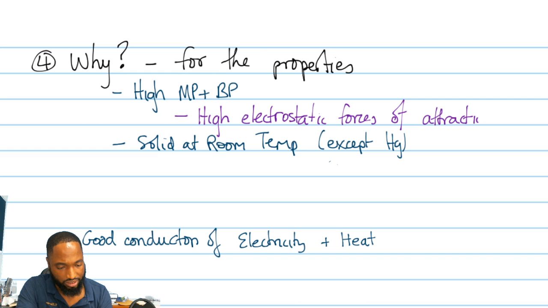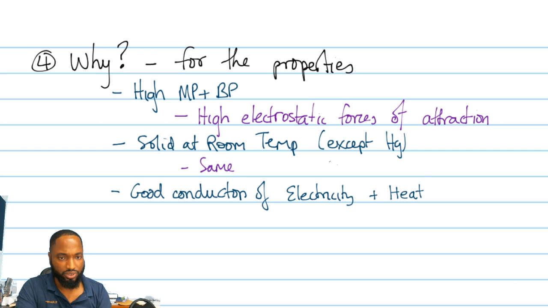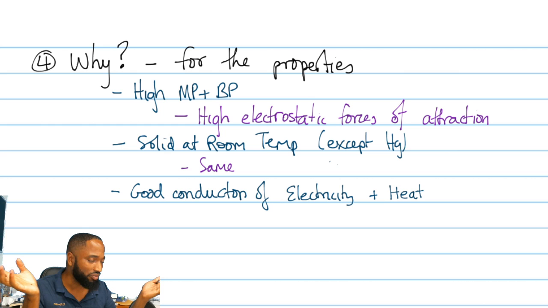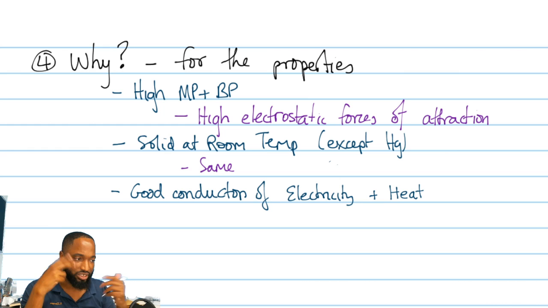All right, so why is it solid at room temperature? Same as above, right? There's a high electrostatic force of attraction between the cations and the mobile electrons. They're held together strongly, so they're not going to be loose like a liquid, or flying around the place like a gas. Right? So, good conductors of electricity and heat. Why is that? What's the reason for that?